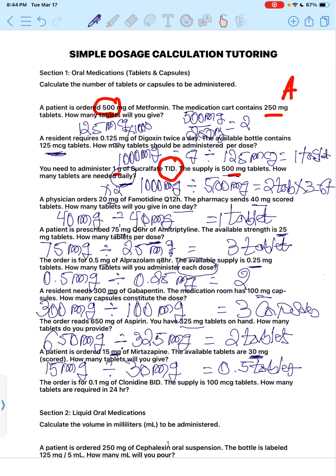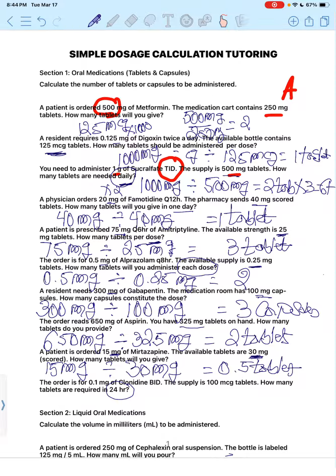All right, next one. Here, you see, we are looking at what we're going to give in 24 hours, which is the same thing as what would you give per day. In one day, what would you give daily? What would you give each day? What would you give per 24 hours? You just need to know all those different verbiage. It means a daily value.